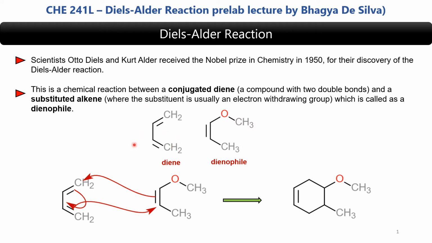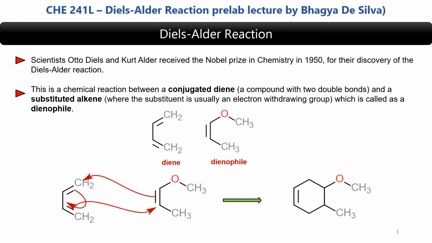Basically, this is a chemical reaction between a conjugated diene, which is a molecule that contains at least two alkene groups, so it's very electron rich and has more resonance structures, so it's very stable, and it's reacted against another molecule that we call a dienophile.